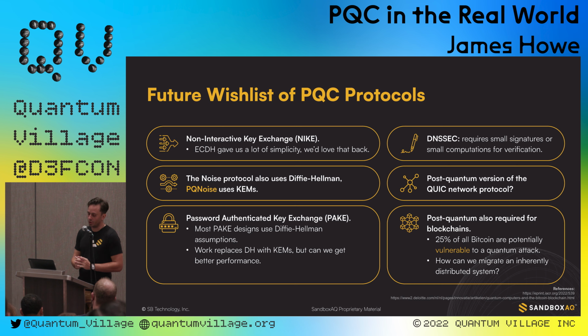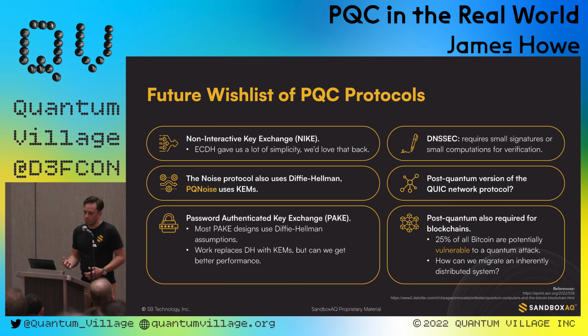DNSSEC has also a lot of restrictions thanks to elliptic curves, small signatures, and fast verification. Can we do this in a post-quantum way, or can we change? I don't think we can change this, but the same thing goes for the QUIC network protocol as well.